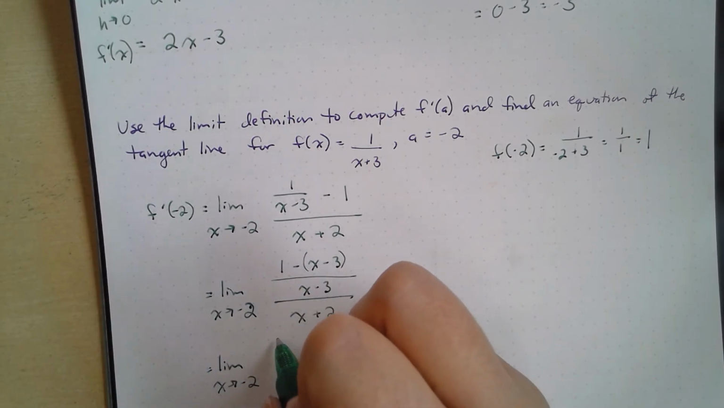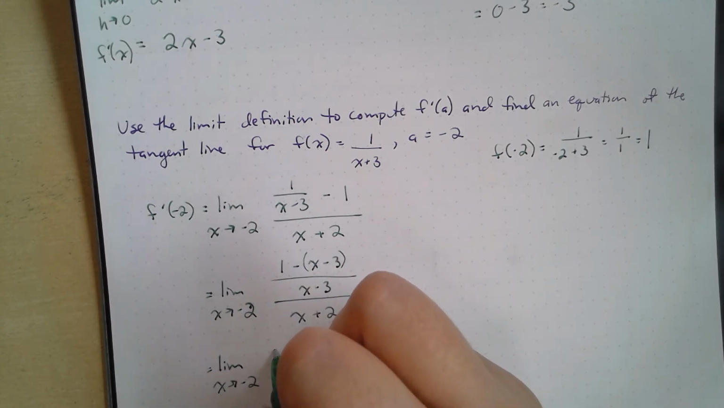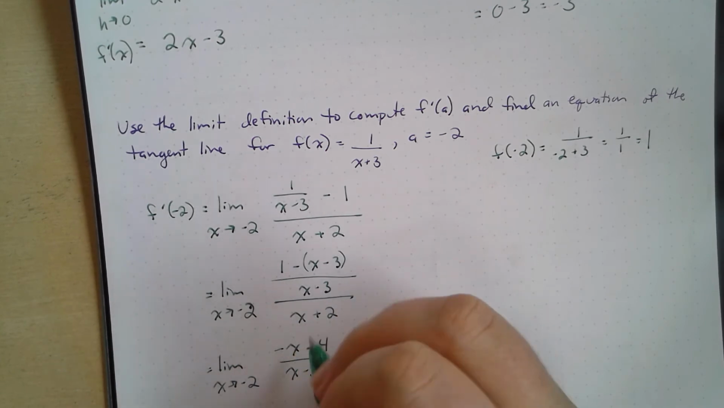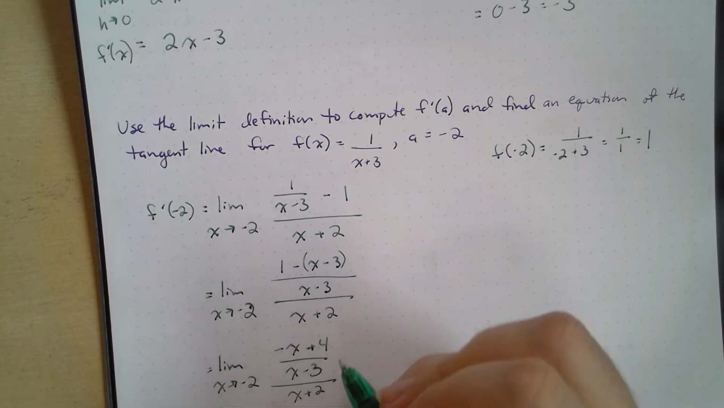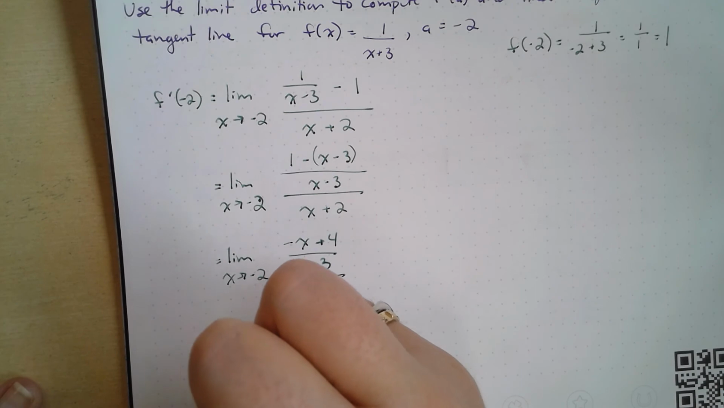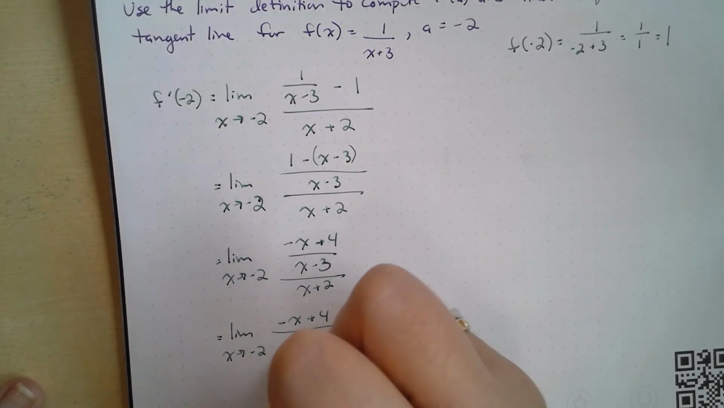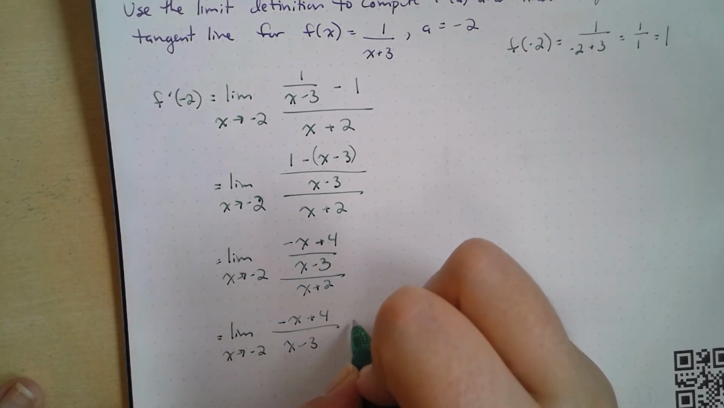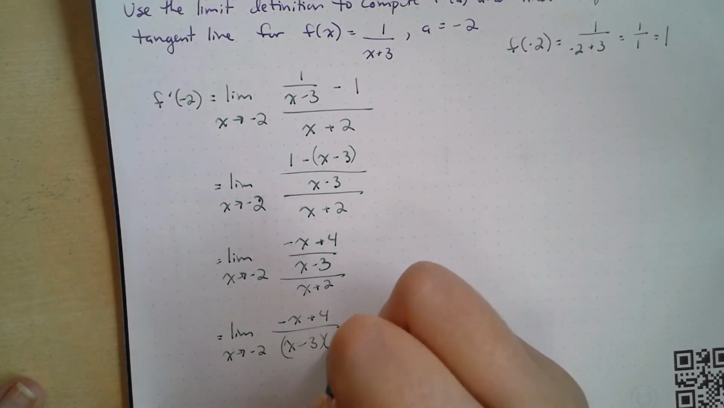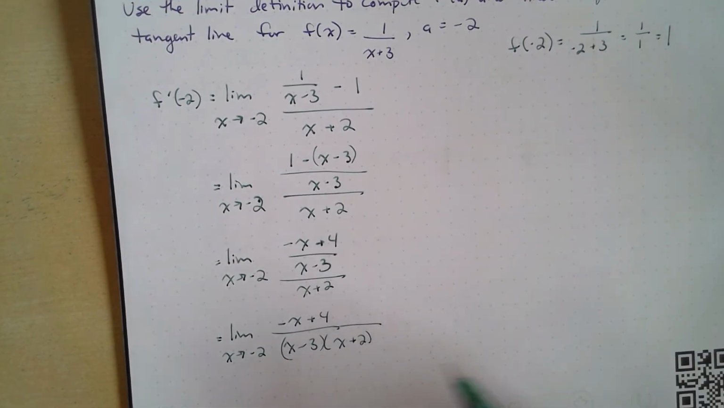So I'm going to have 1 minus a negative 3 is 1 plus 3 is 4. So I have negative x plus 4 over x minus 3, all over x plus 2. So my limit as x approaches negative 2 of (negative x plus 4) over (x minus 3) times (x plus 2). And that's going to give us a 0 there. I feel like I've made a mistake somewhere. I'm pausing again.